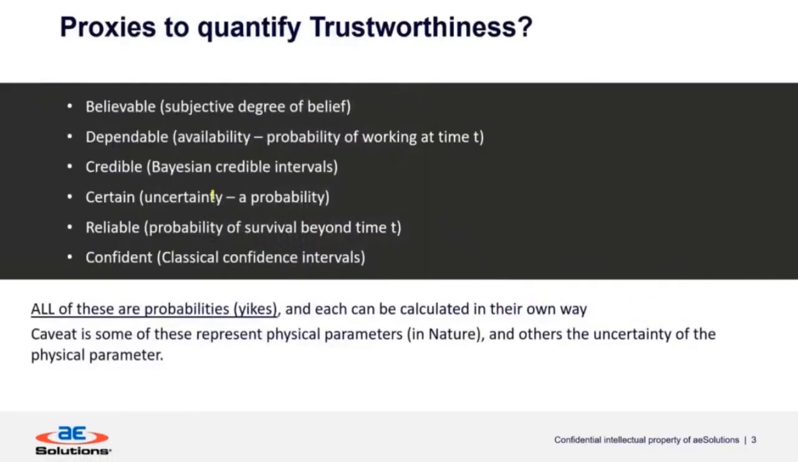Okay. So let's first answer the question what it means to be trustworthy. And there's some dictionary words here: believable, dependable, credible, certain or uncertain, reliable, confident. And each of these qualitative words can be described quantitatively as a proxy to the qualitative word. That's going to be another common theme of the presentation, is turning the qualitative into quantitative. That'll be a part of this.